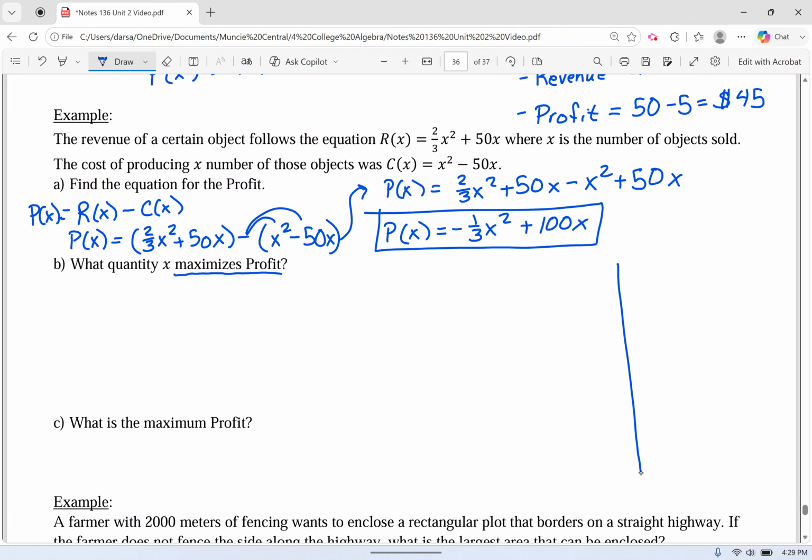And if we were to look at the equation, P of x is negative 1/3 x squared plus 100x, it would look something like this, where x is this axis down here, the number of items we sell, and P is your profit here. The maximum profit happens right here. So this is a parabola. It opens down and the maximum is right here. Well, see, isn't this the highest profit?